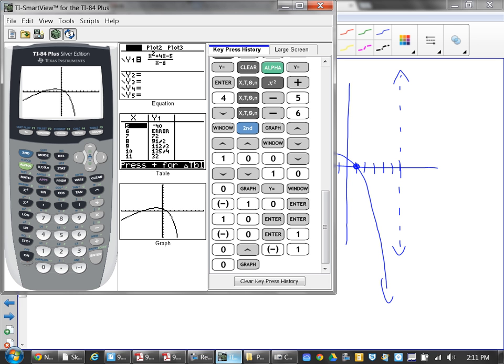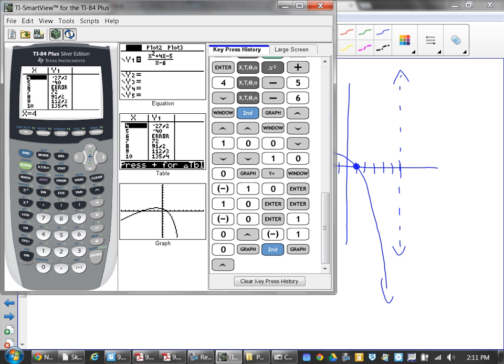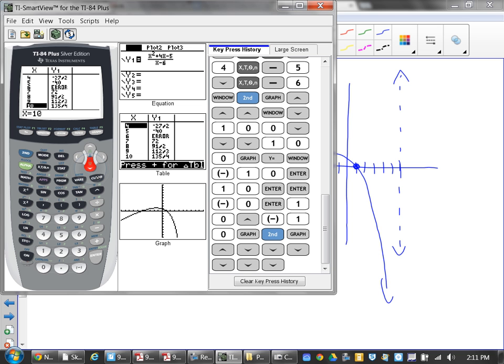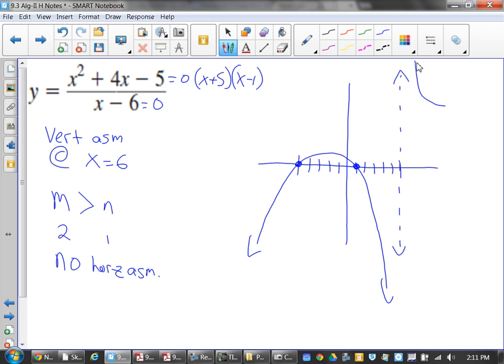Oh, okay. What I want you to do before you start messing around with your window, go to your table. If you go to your table, you should see that you have an error at 6. And why do you have an error at 6? It's the asymptote. Okay? So your asymptote is at 6 because you can't divide by 0. But if I'm on the right hand side of it, see at 7, it's at 72. If I keep scrolling down, at 11, it's at 32. So it's starting way up top here and it's working its way down. So I know that there's something like that happening on the other side.